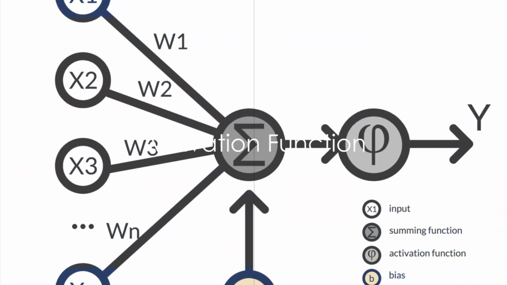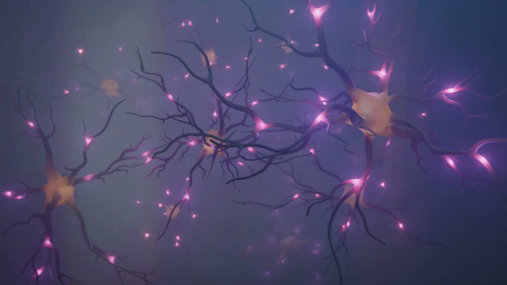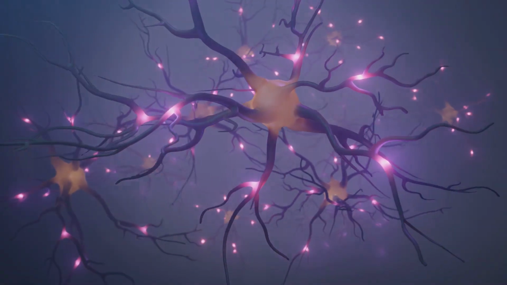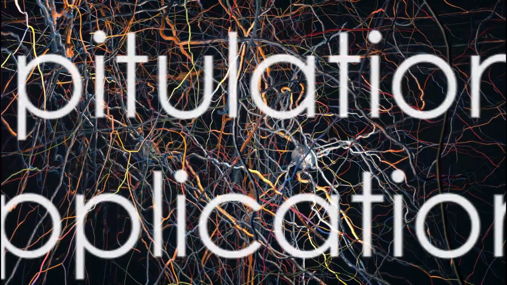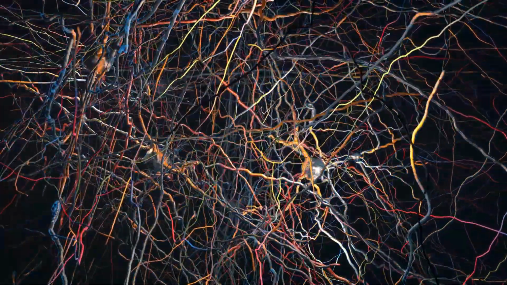Step 4. Activation function. The activation function decides whether a neuron should be activated or not. It helps to normalize the output of each neuron to a range between 0 and 1 or between -1 and 1. So, to recapitulate, an artificial neural network is a computing system that mimics the human brain.